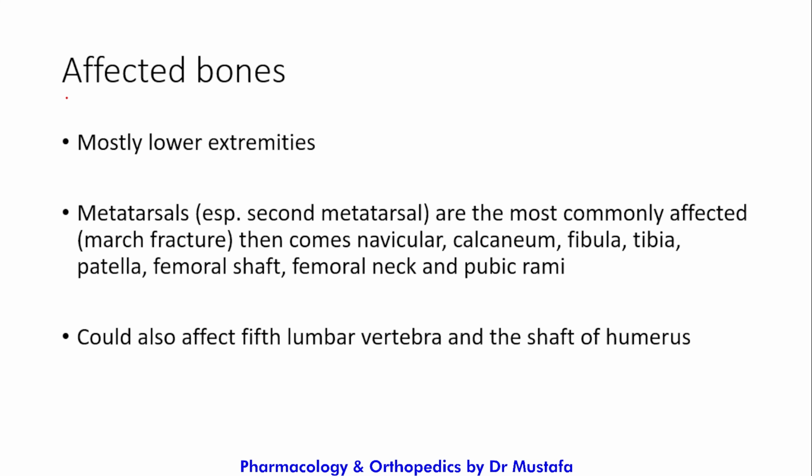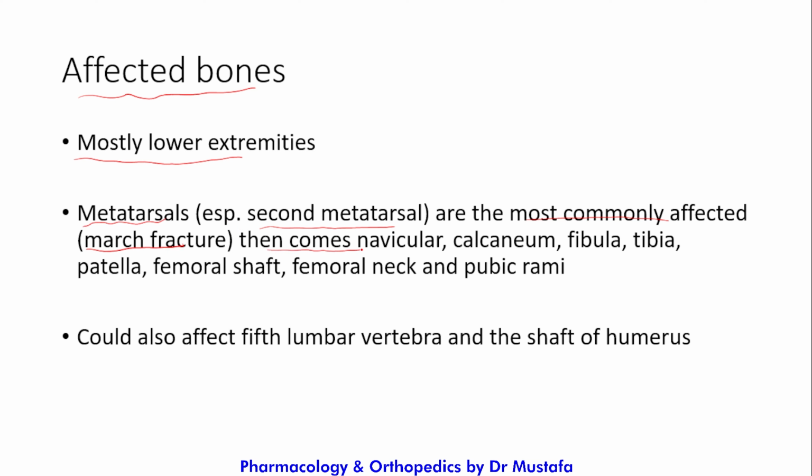Now let's talk about the bones affected by stress fractures, and those mostly are the lower extremities because they are weight bearing, and if the patient is doing vigorous exercise, this would lead to those weight bearing bones being repetitively injured, and it would lead to a stress fracture. The most common bones to be affected are the metatarsals, especially the second metatarsal. It is the most commonly affected bone, and when it fractures, it's called the March fracture.